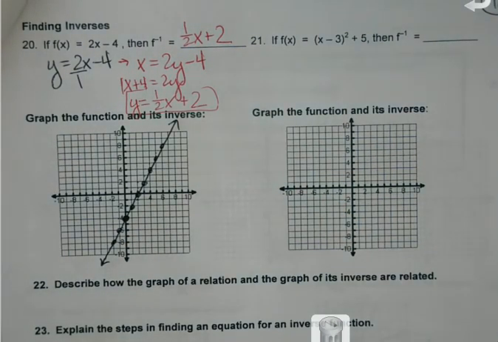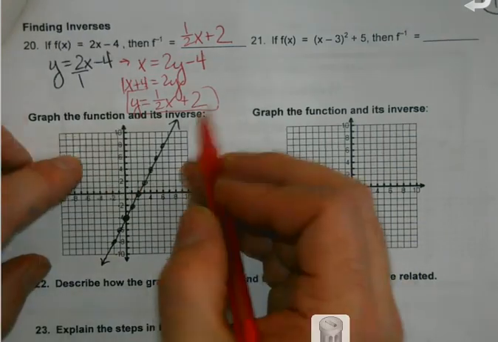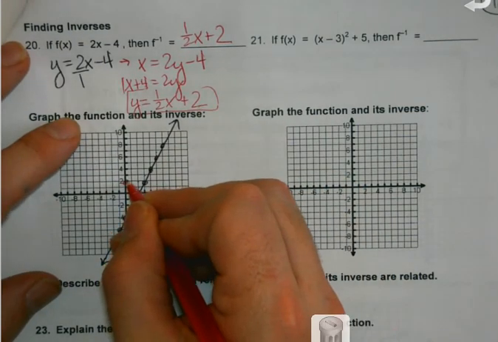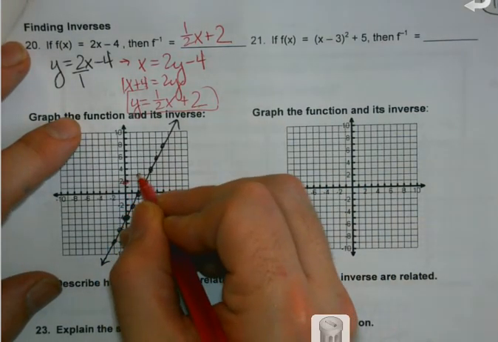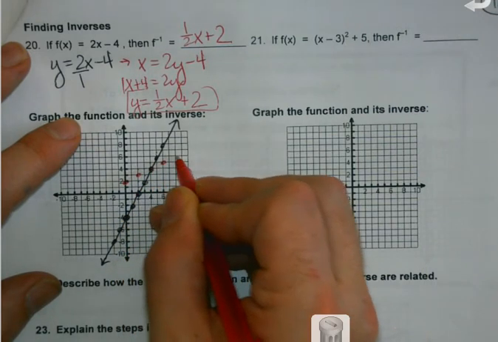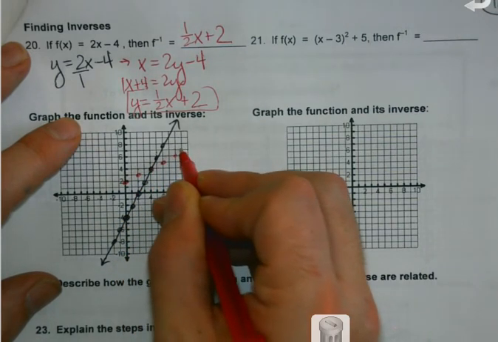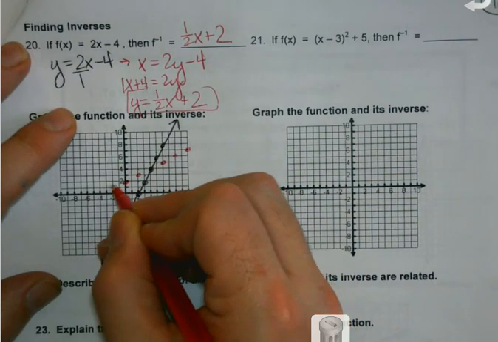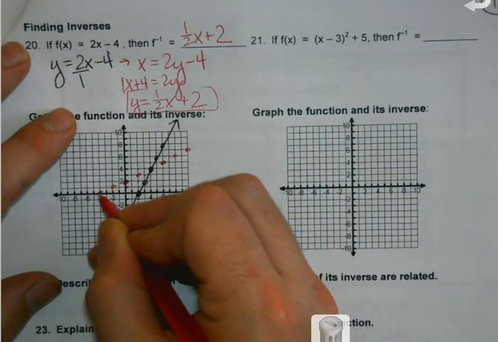So what's going to happen here is I'm going to graph both of these. Now I'm going to graph my inverse. So up 1 and over 2. May have an occasional point overlap. That's okay. And you don't have to go as nuts as I do with the dots.